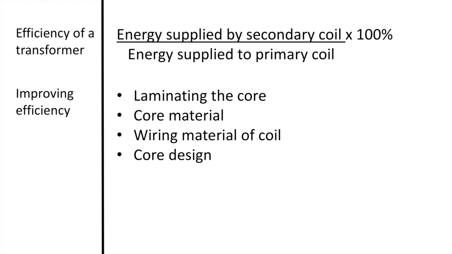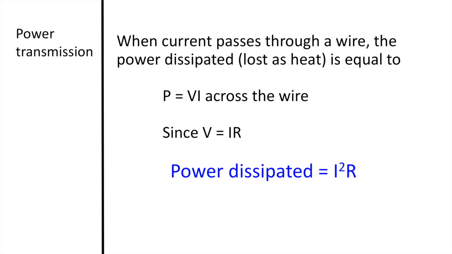When current passes through a wire, the power dissipated, or lost as heat, is equal to P equals VI across the wire. Since V equals IR, we can state that power dissipated is I squared times R. Since the loss of power depends on the square of the current, when transmitting energy over large distances, it is important to keep the current as low as possible. However, to transmit large quantities of energy, we therefore must have a high voltage.